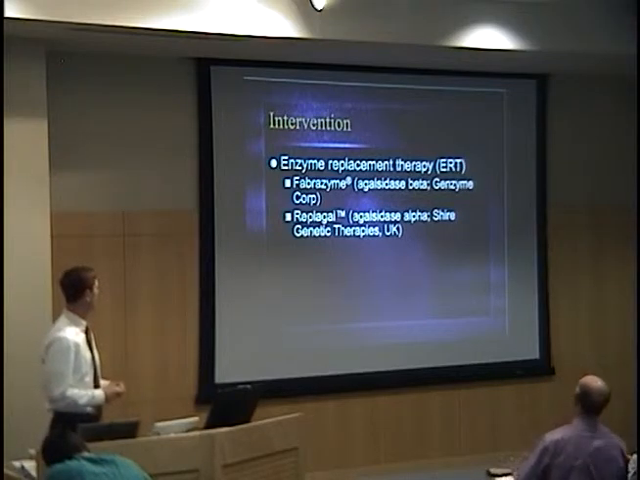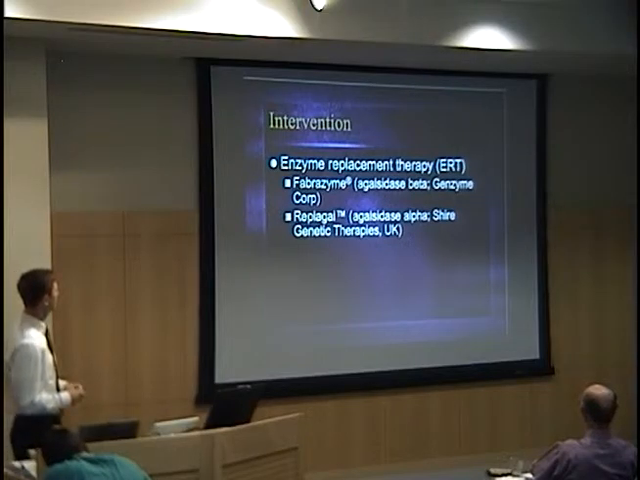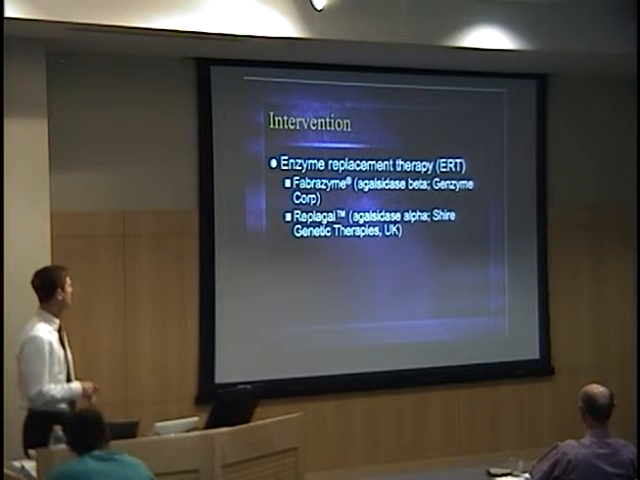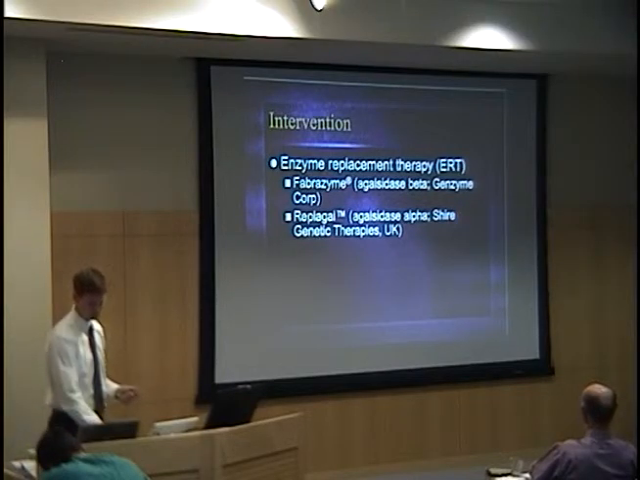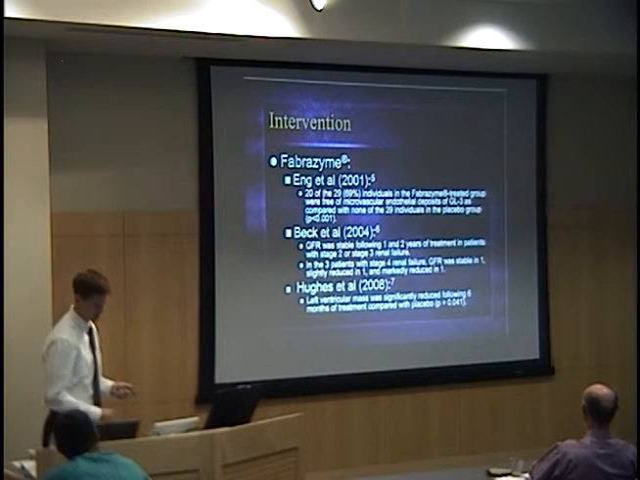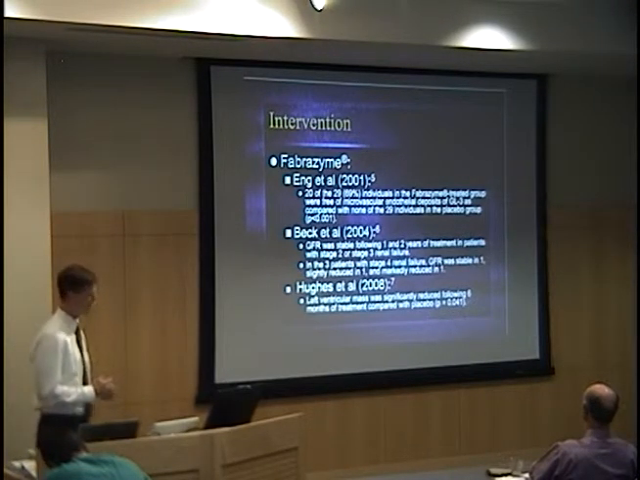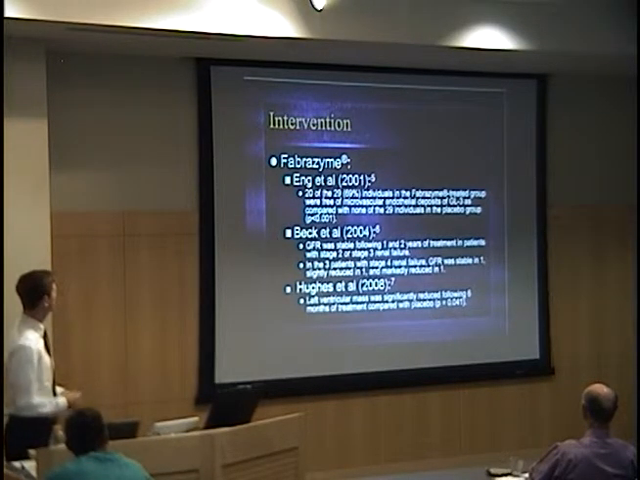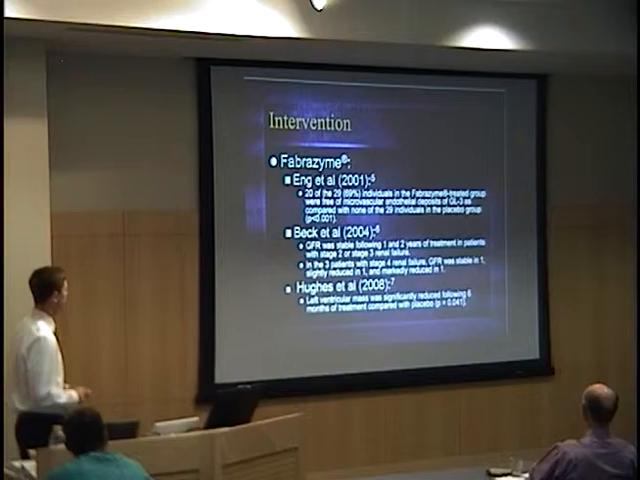Interventions that we have now, which are relatively new, Fabrazyme and Replagal. Fabrazyme is FDA approved in the US. Replagal is used in Europe along with Fabrazyme. There were several studies on Fabrazyme in the past decade since it was released. The first one here by Eng in 2001, this is actually the stage four when they were trying to get the drug approved, stage four trials.